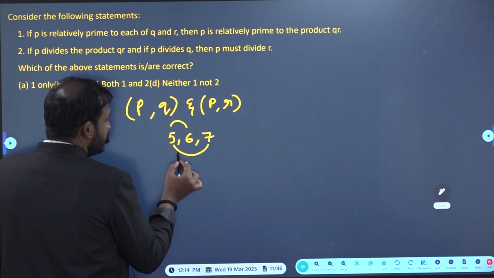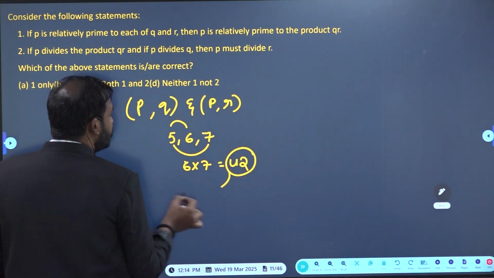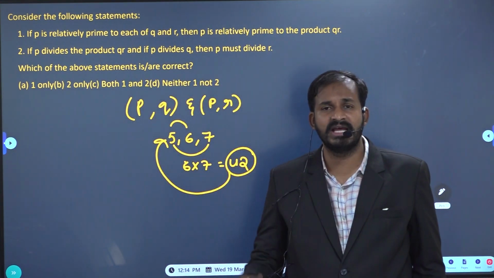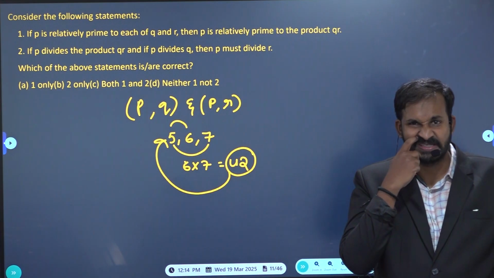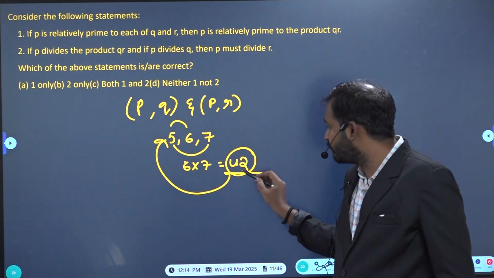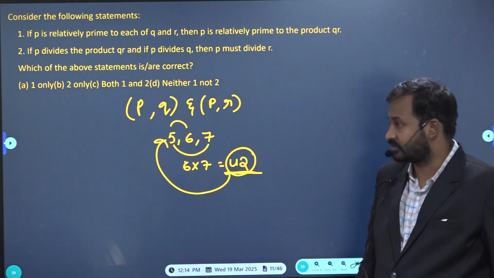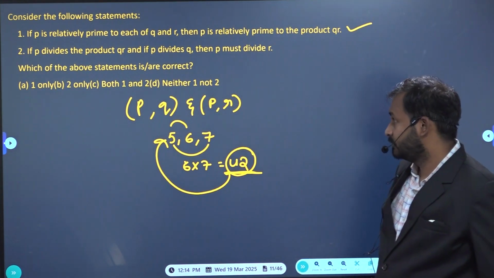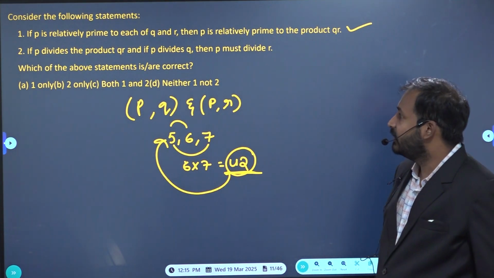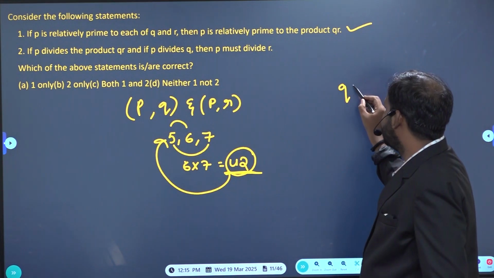Now they are telling that 6 into 7, what is it? 42. This 42 will be co-prime with 5. When we call numbers co-prime, they don't have a common factor except 1, that is nothing but HCF as 1. So if they don't have a common factor, it won't have a common factor with its product also. Because of that, the first one is true. If P is relatively prime to each of Q and R, then P is relatively prime to the product. Okay, good.